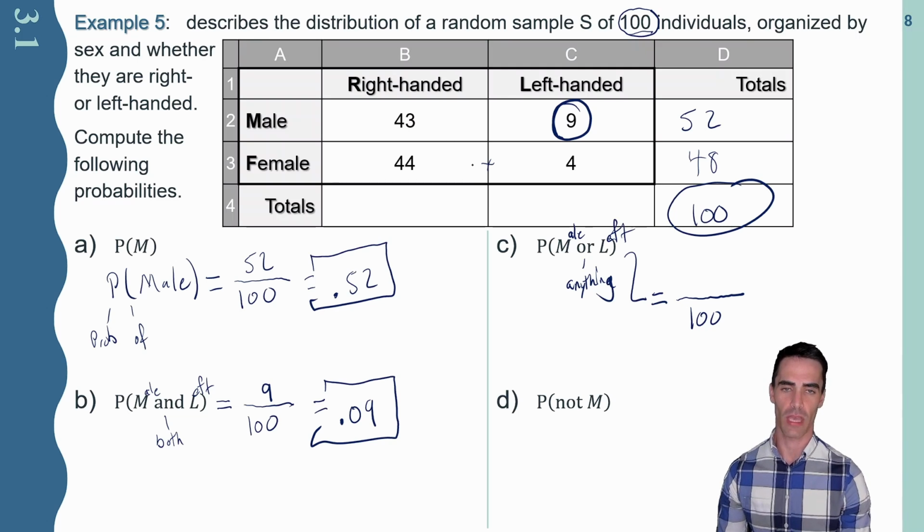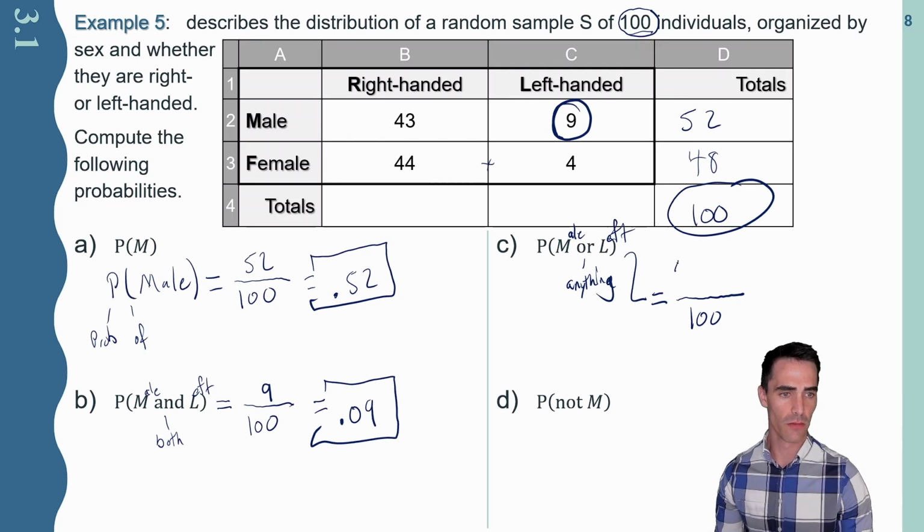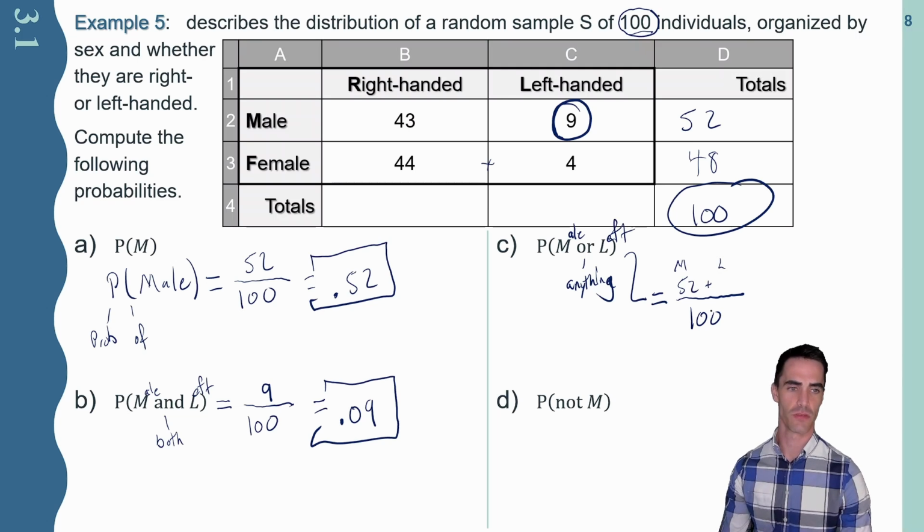But males, okay, if I want to look at my males, well, we've already done that. That's the 43 and the 9. In fact, I could add those up. For my males, I'll write an M over here. We had 52 of those individuals, plus I'm also interested in left-handed individuals. Now look, don't be fooled. If I add up my left-handed individuals, that's 9 and 4. That gives you a number like 13.